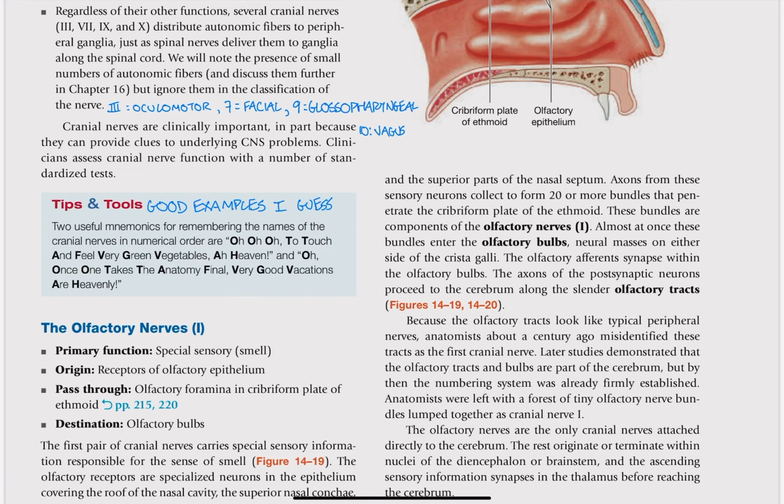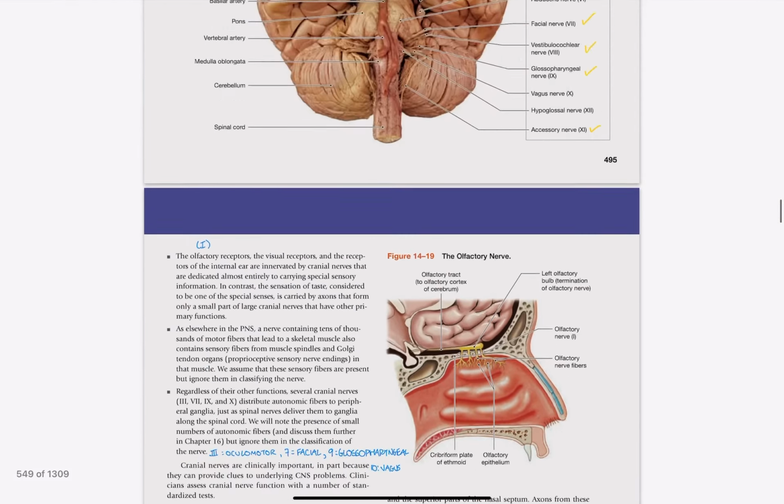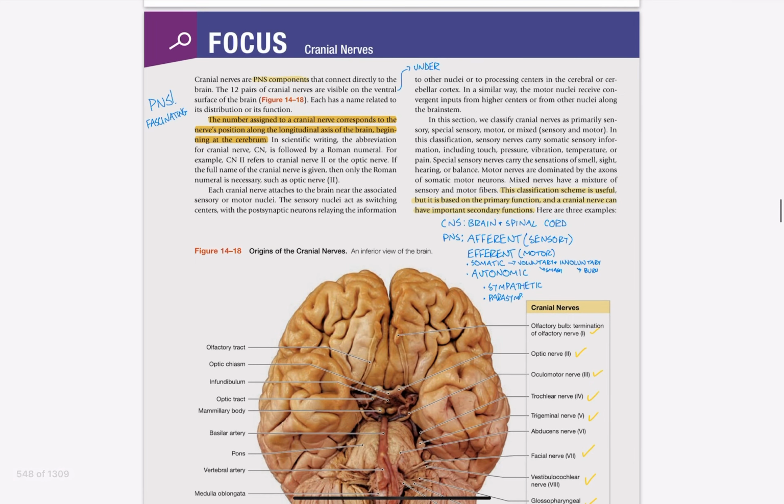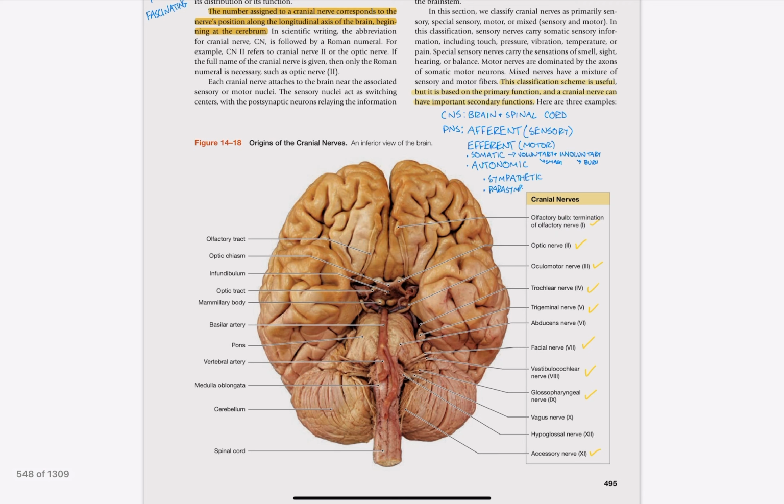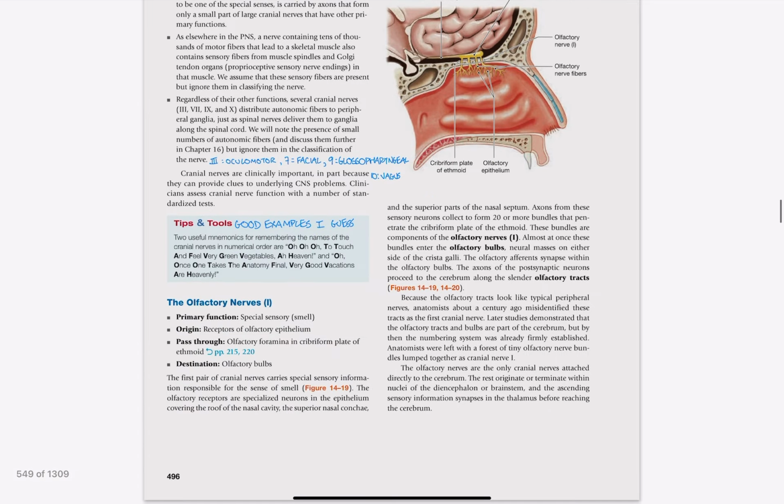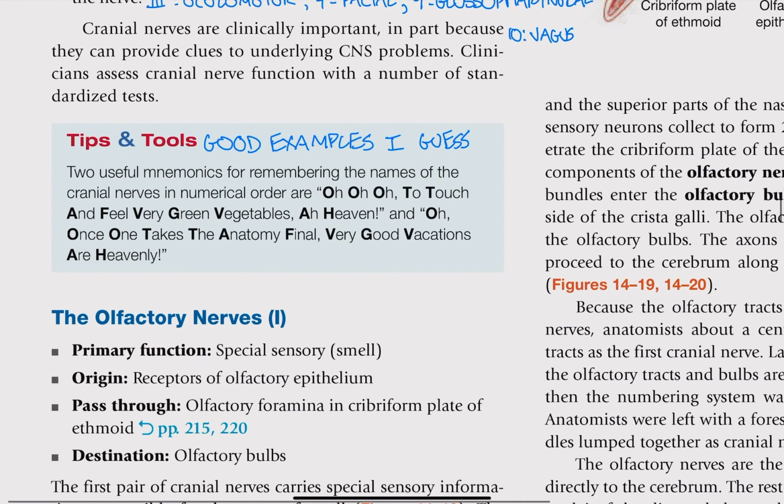So I wanted to do a little video talking about the cranial nerves, which I think is probably one of the most famous topics in terms of mnemonics, at least these kind of letter mnemonics. And this is an A&P textbook here, and this is an example of a couple of mnemonics. So I've heard this one before. Oh, once one takes the anatomy final, very good vacations are heavenly.